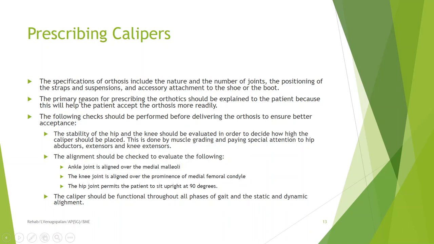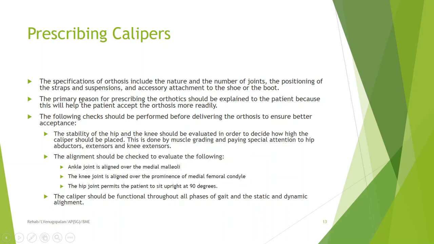So therefore the orthosis should consider the nature of the joint, the number of the joints that it is going to support, and the positioning of the straps in the suspension, because you need something to tie the orthosis to the body, right? The orthosis is not going to be self-adhesively clinging to the body, right? So you need some sort of adjustment that is needed, and that should be taken into consideration. And then accessory attachment to the shoe or the boot should also be taken into consideration.